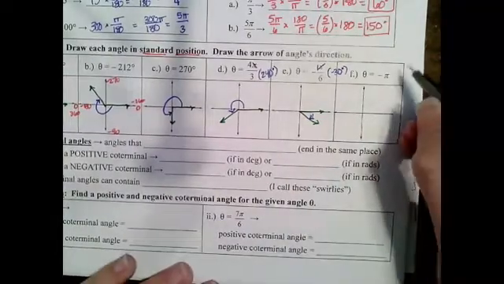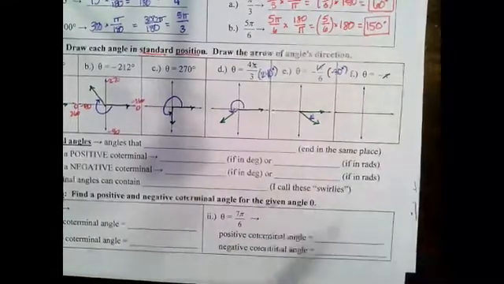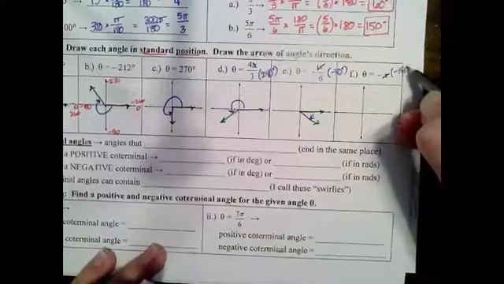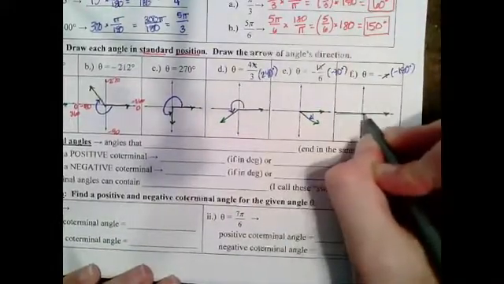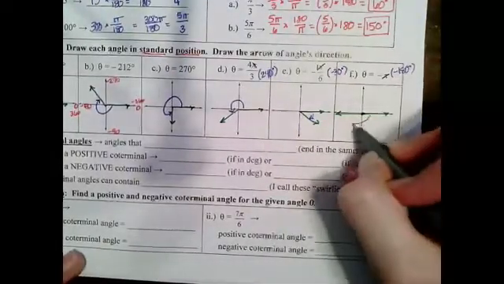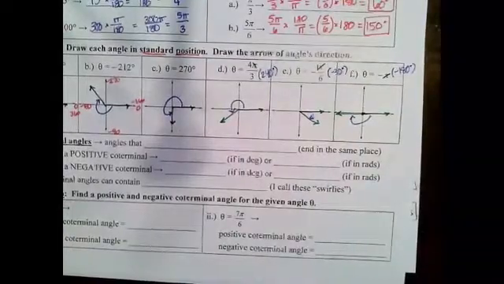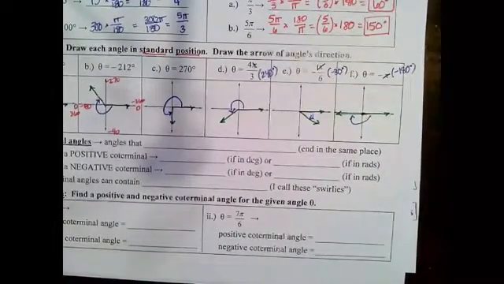So this is basically negative 1 times 180, so negative 180. And positive or negative 180 is just going to be a straight line right here, but your arrow needs to know where to go. So my arrow is going to be going this way because it's negative. Okay.